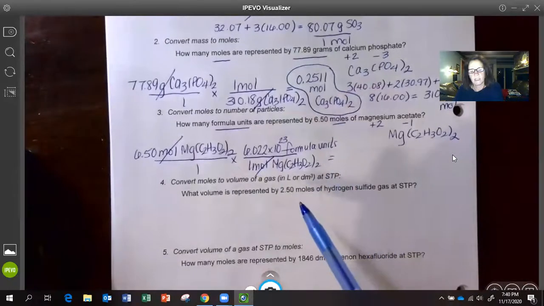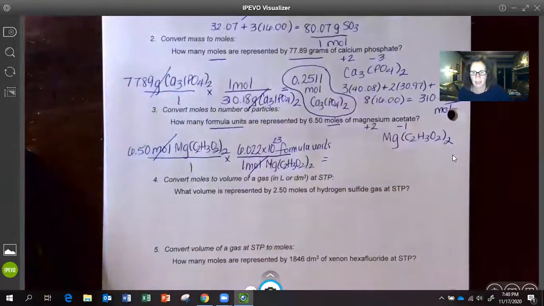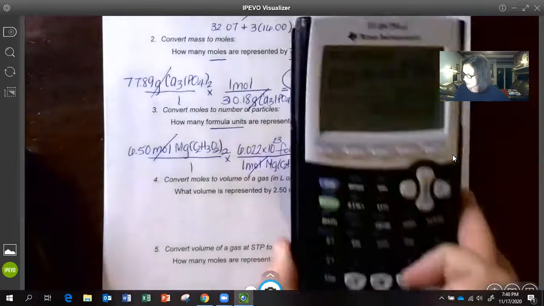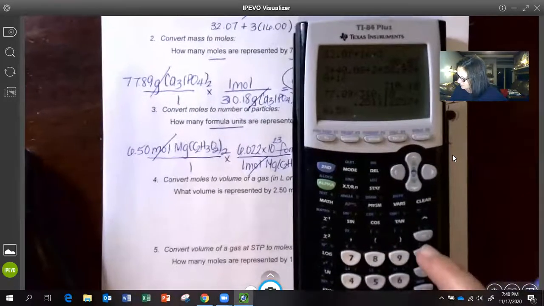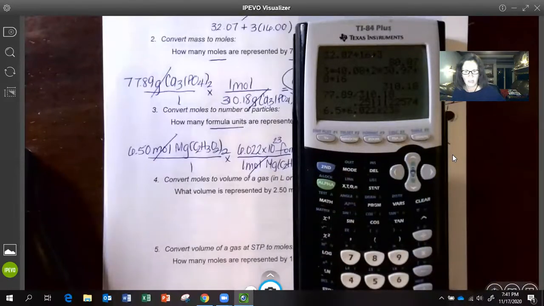So you can see in this problem, there was no need to calculate a formula mass, right? Because we aren't dealing with grams at all in this problem. So all we need that remains here is to plug this into our calculator. 6.5 times 6.022, second function EE23. Okay, remember that sequence to enter scientific notation in your calculator.